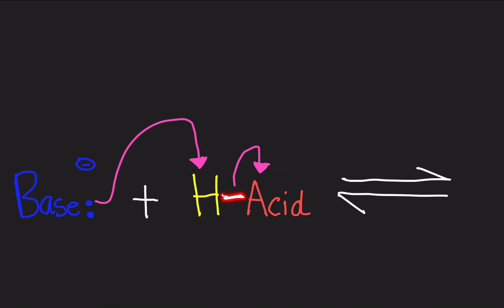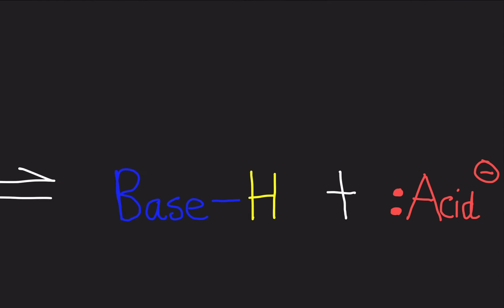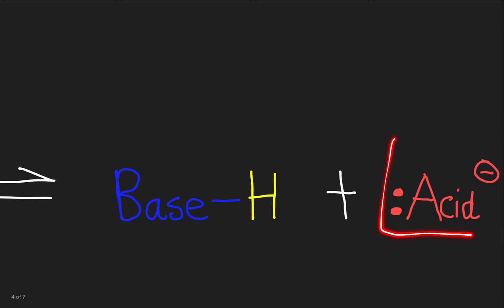The proton acid bond here breaks, and the electrons go back to the acid. Because remember, bonds are made up of electrons. So the electrons are going to be recycled back to the acid. And that's what we get here. The proton is now attached to the base, and now the acid has lone pairs.